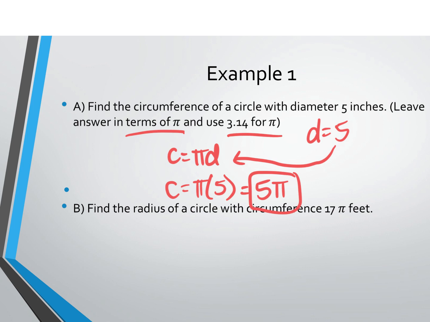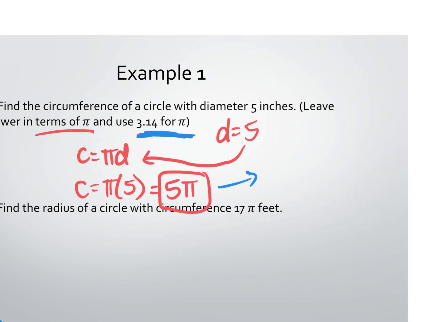Now the second part of the answer, it wants you to use 3.14 for pi. So let's substitute it in. We're going to say that circumference is also equal to 5 times, what am I substituting for pi? 3.14. And in your calculator, you have to physically type this one in there. You cannot use the pi symbol because the pi symbol will use the entire value of pi, and you just want to use 3.14. Multiply 5 times 3.14. What do you get? 15.7.